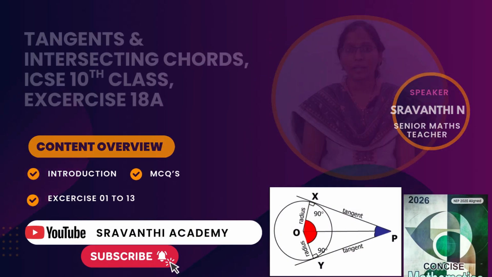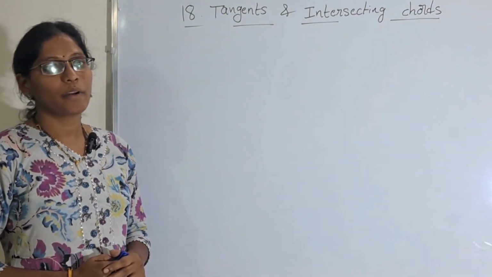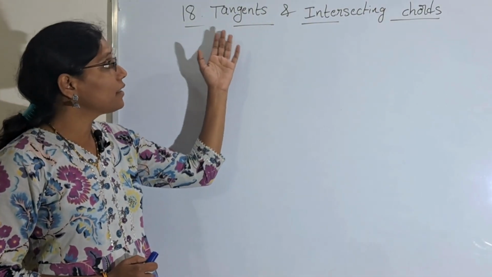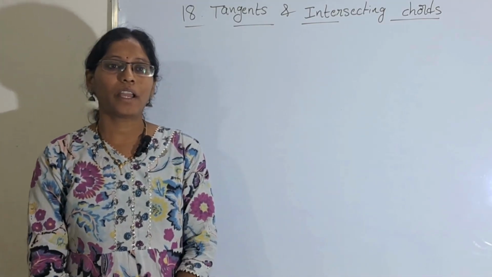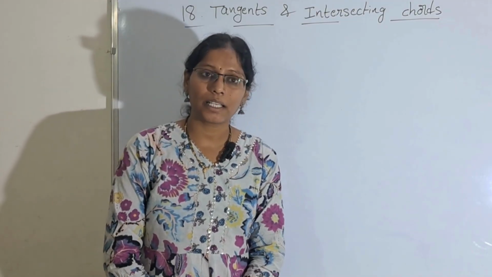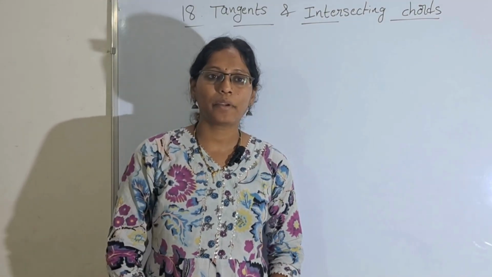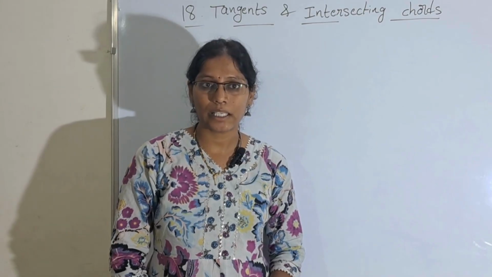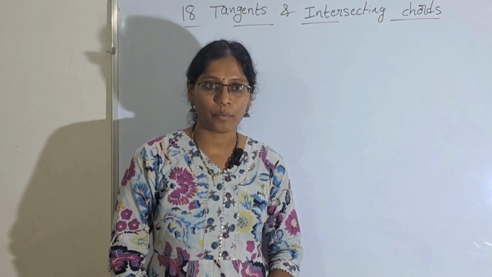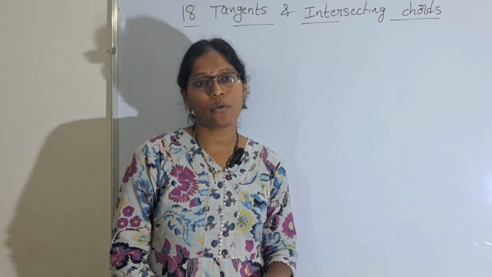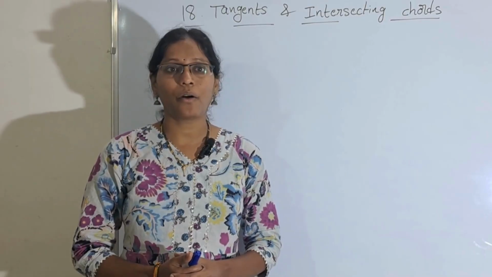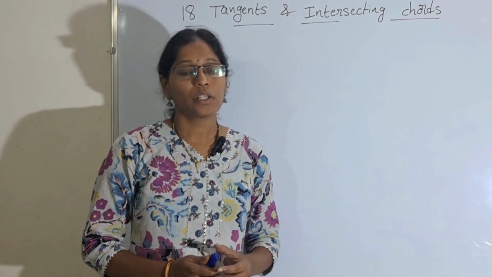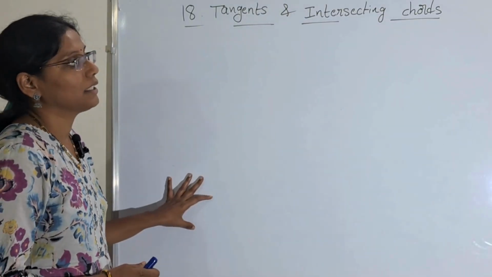Let's understand mathematics. Hi everyone, today we will start Chapter 18, Tangents and Intersecting Chords. In this chapter, we have to learn circle properties also. Already in earlier videos, we learned circle properties and how to use them. Here also we have to use the same properties, and extra properties we have to learn from this chapter. So what properties can we use here?